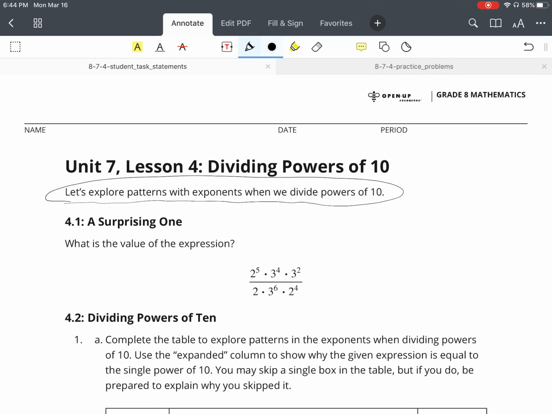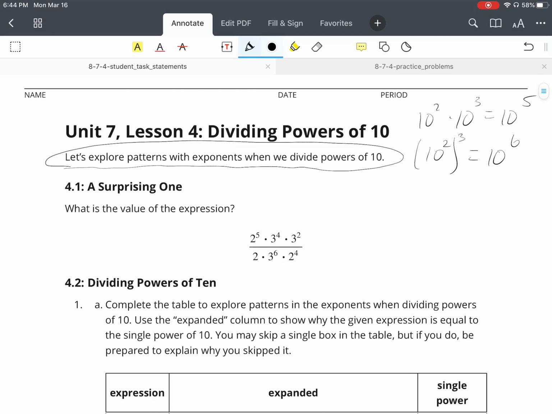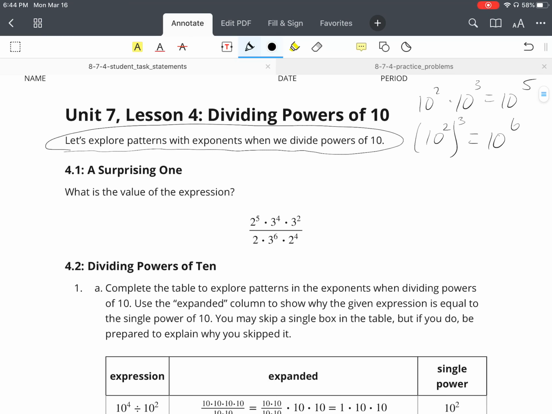So in past lessons, we've been multiplying. Here, let me erase that part. We've been multiplying stuff like this. That's equal to 10 to the 5th because we add the exponents. We've also done this yesterday. That's equal to 10 to the 6th because we multiply exponents. But today, we're going to see what happens when we divide and see if we can formalize that into an equation.